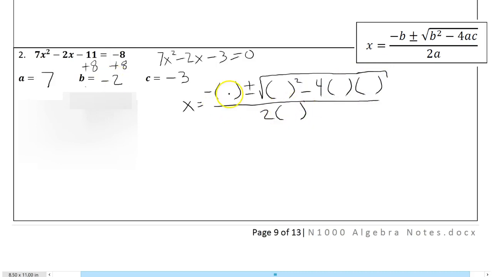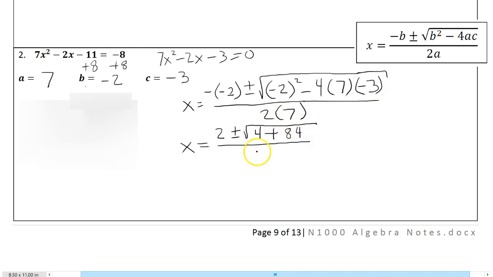Now fill in a, b, and c. b is negative 2. A is 7. C is negative 3. Negative negative 2 is positive 2. Now look under the square root. The perfect square is always positive. Negative 2 squared is positive 4. In the multiplication, there's an even number of negatives, which makes a positive. 4 times 7 times 3 is 84. Now for the denominator, 2 times 7 is 14.